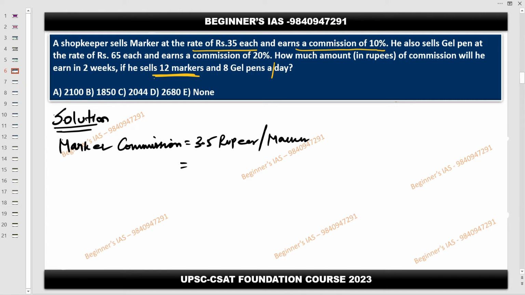So he is selling 12 markers, right? 12 markers in a day, which means 12 into 3.5, which is equal to 42 rupees. So now the pen commission.